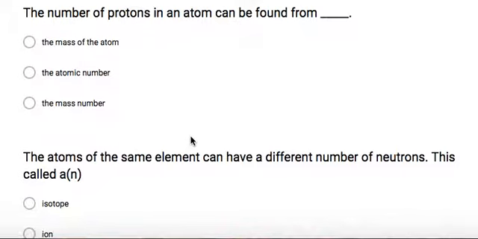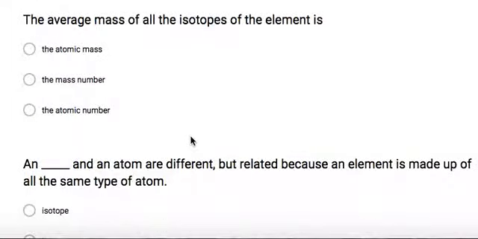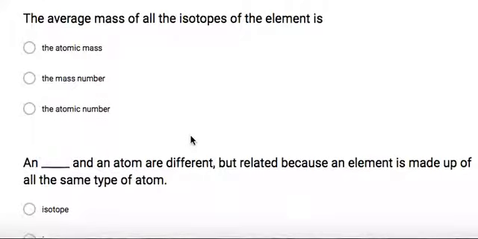The number of protons in an atom can be found from the mass of the atom, the atomic number, the mass number. The atoms of the same element can have a different number of neutrons. This is called a or an isotope, ion, element. The average mass of all the isotopes of the element is the atomic mass, the mass number, the atomic number.